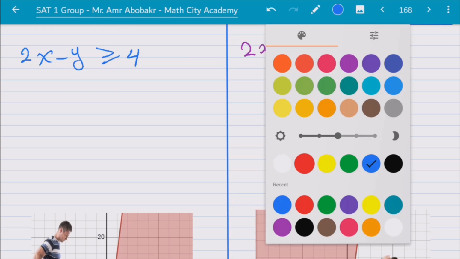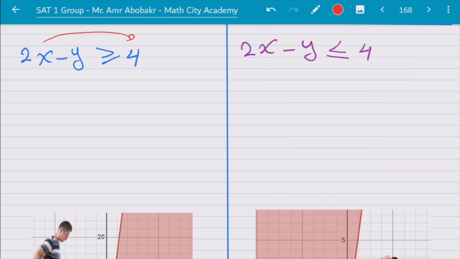Now, bring 2x to the other side. So negative y is greater or equal negative 2x plus 4. So we have negative y, not y. So we can multiply or divide by negative 1. Divide by negative 1. Don't forget to change the direction of the inequality sign because we divided by a negative number. So instead of greater or equal, it will be smaller or equal.